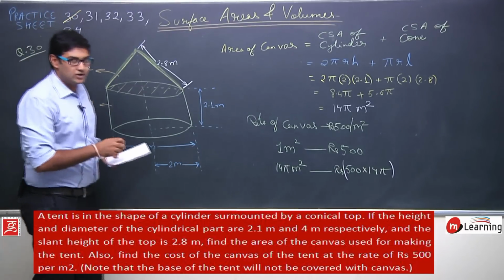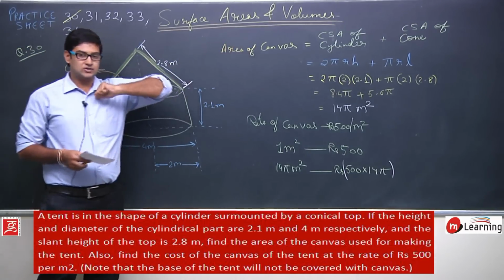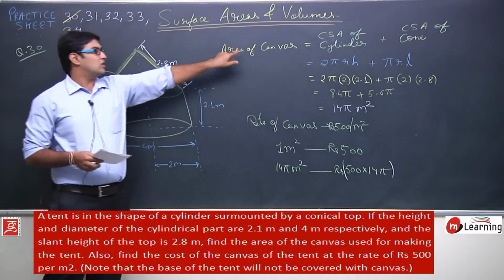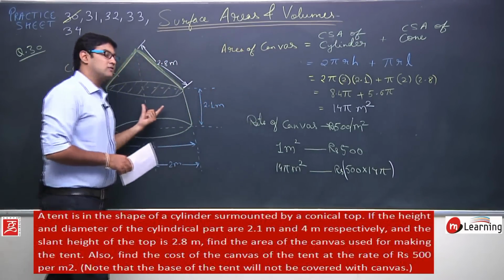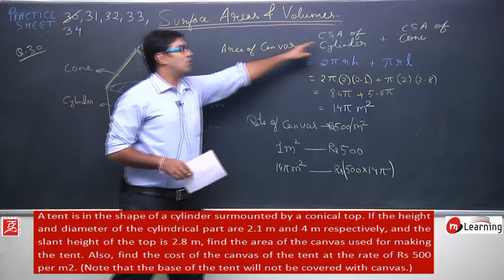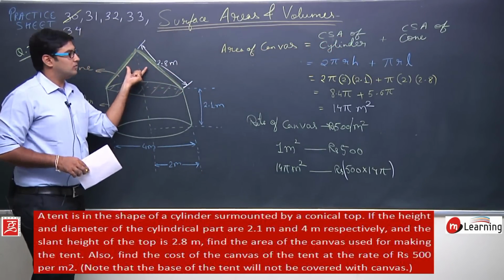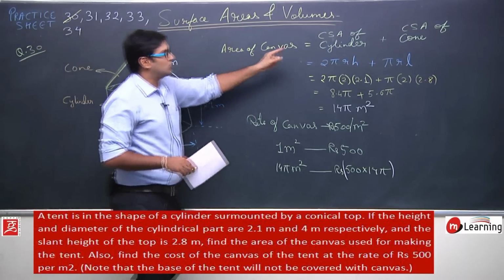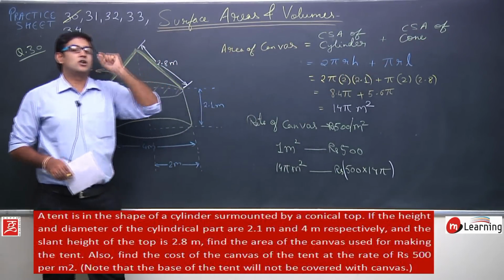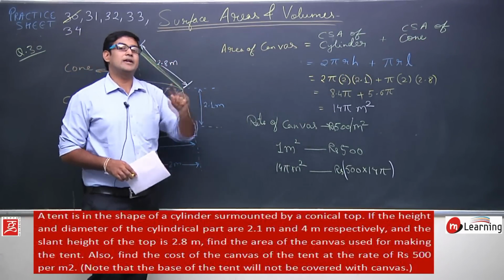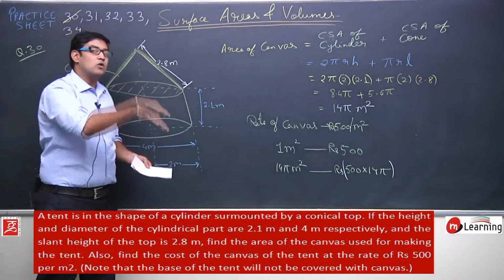A very good question. You might get confused when you need to calculate the area of canvas. Try to understand this concept. Area of canvas means those areas where the canvas is used. So I can see the walls of this cylinder are made up of canvas, so I counted those walls. Then the top of this tent is also made up of canvas, so I counted the curved surface area of the cone. Not the base of the cone, not the base of the cylinder, not the top of the cylinder, because they are not made up of canvas, because this is open. In between the cone and the cylinder, this is the open surface.